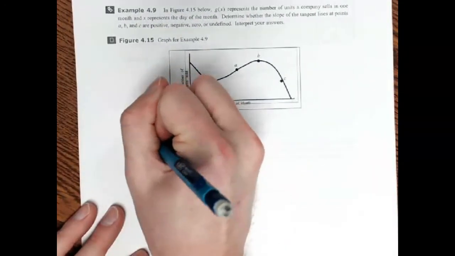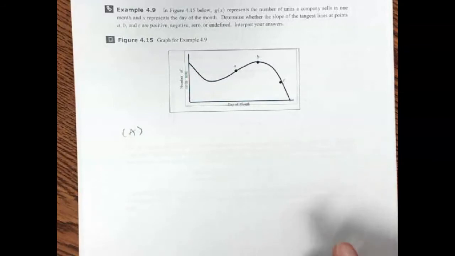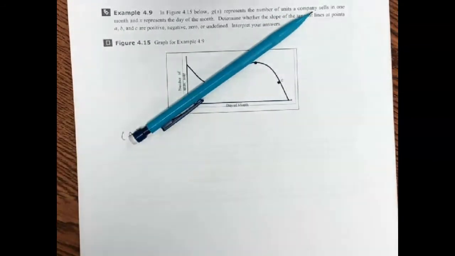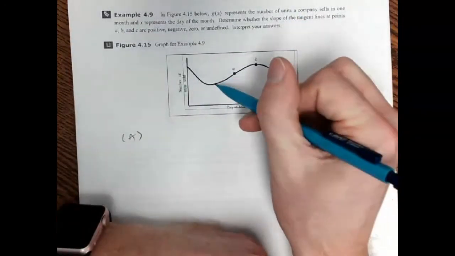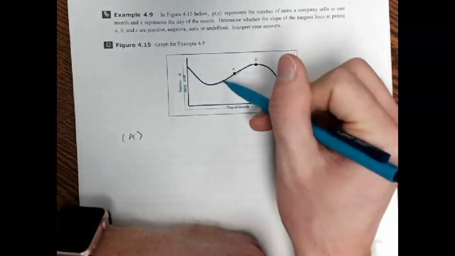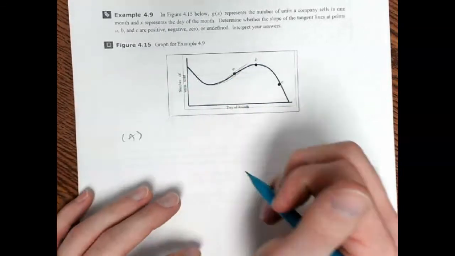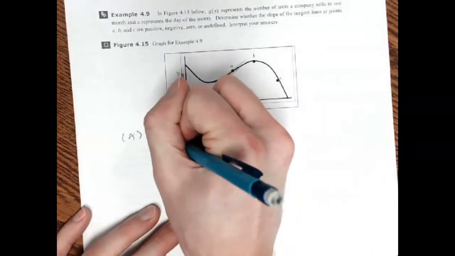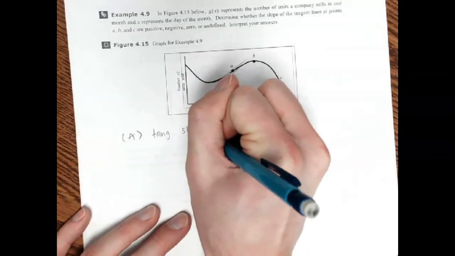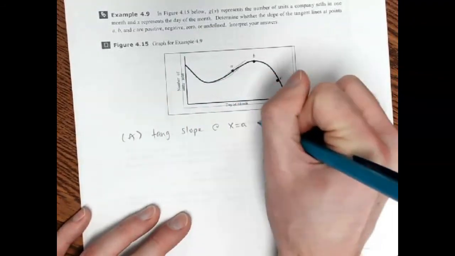Part A. Let's look at it. If I were to draw a tangent line to point A, it definitely looks like that tangent line would have a positive slope. Really the better terminology for this, we would say the function G is increasing when it has a positive slope. But certainly I could see if I were to draw the tangent line, that tangent line would have a positive slope. So let's go for it. Tangent slope at x equals A is positive.